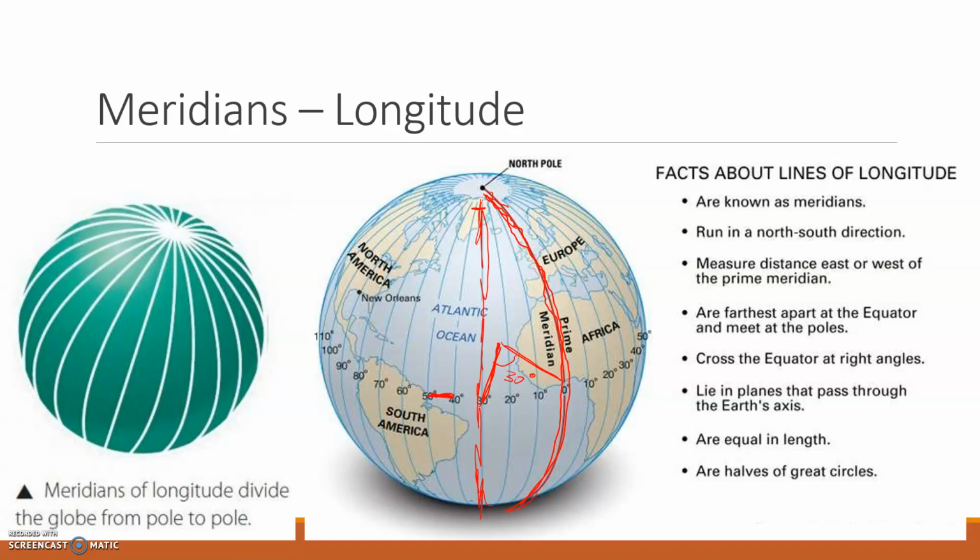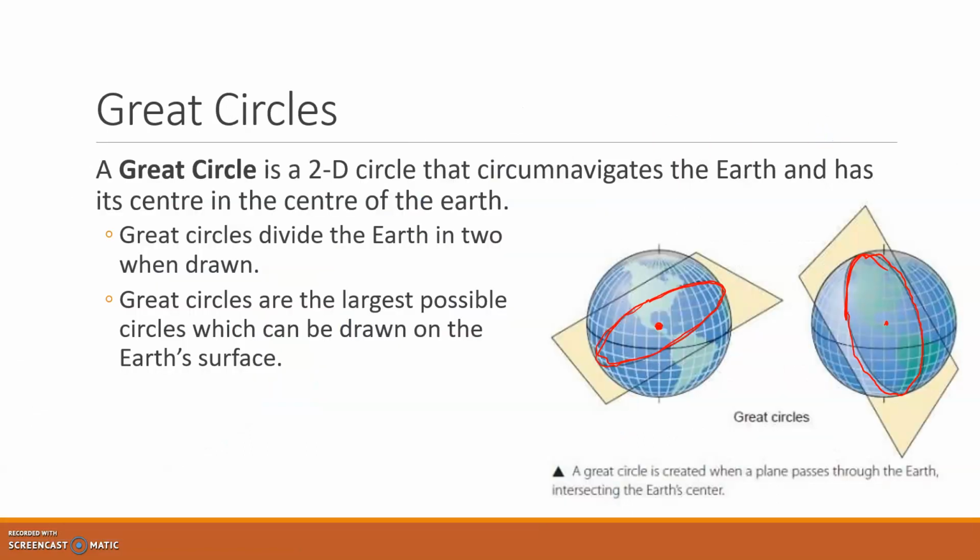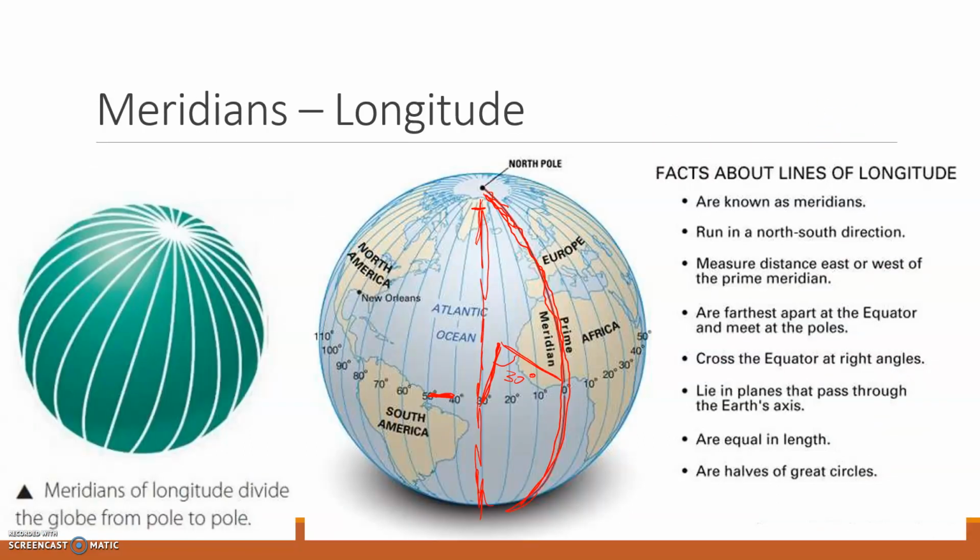So they lie in planes that pass through the Earth's axis. So they lie on great circles. Just like before, these yellow planes cross through the Earth's center, the Earth's axis. Now, all the meridians are equal length, and that's because they're all halves of great circles.